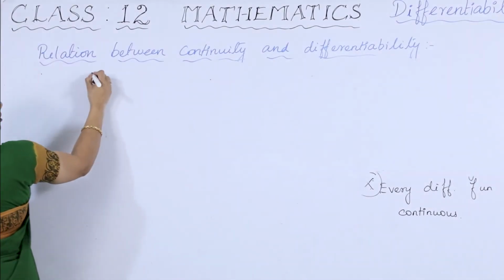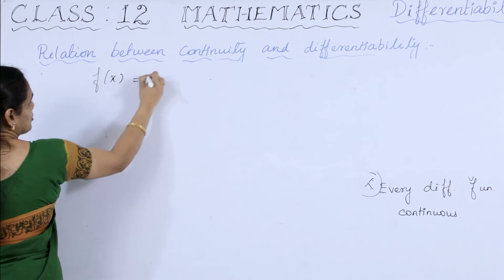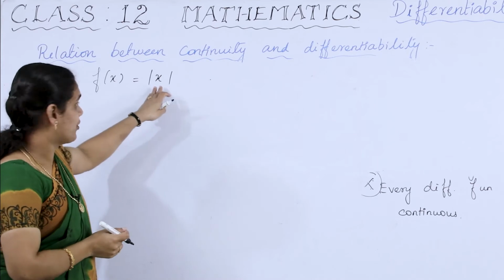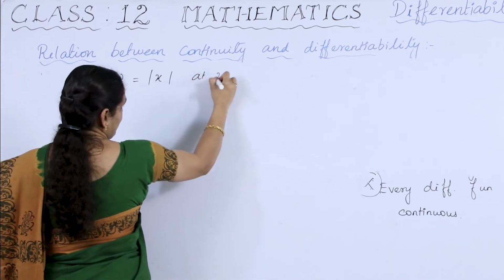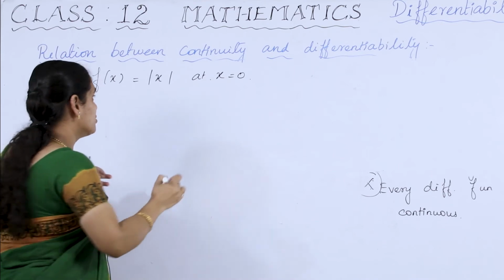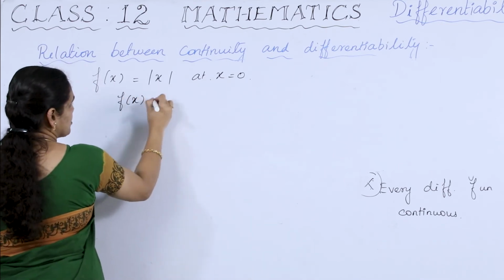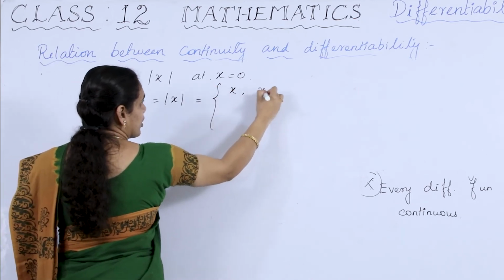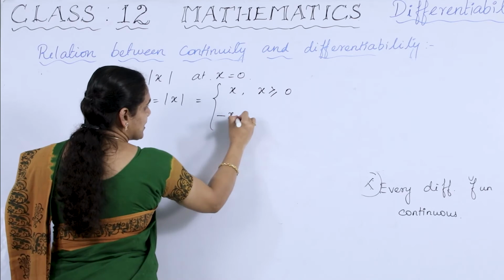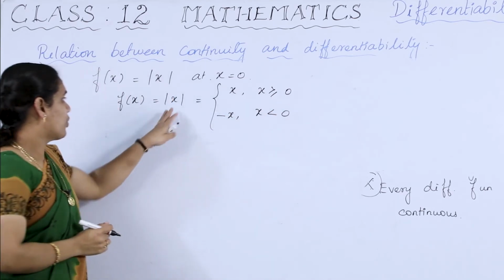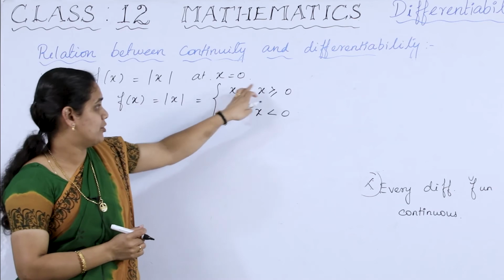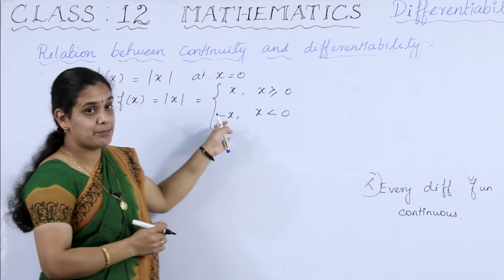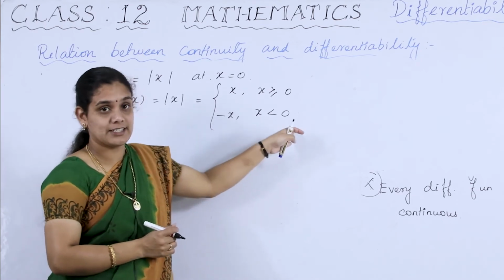Let me take a continuous function, that is f(x) equal to the absolute value of x, or modulus of x. We know that it is continuous everywhere, right? So let us find out at x equal to 0. How do we define f(x), that modulus of x, which you have learned in class 11? This will be equal to x for x greater than or equal to 0, and minus x for x less than 0, right? So when it is positive, we take x as it is, positive and equal to 0. But when x is negative, we multiply with minus again to make it positive, isn't it? That's why minus x for x less than 0.